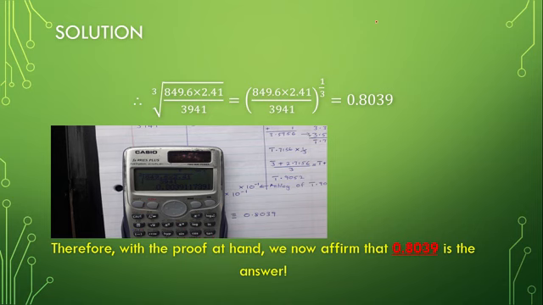They are almost equal, and the symbol for almost equal is basically this, approximately equal to, either of that. So therefore, with the proof at hand, we can now affirm that 0.8039 is the answer that we have gotten from the log table, that is equal to the value that we have.